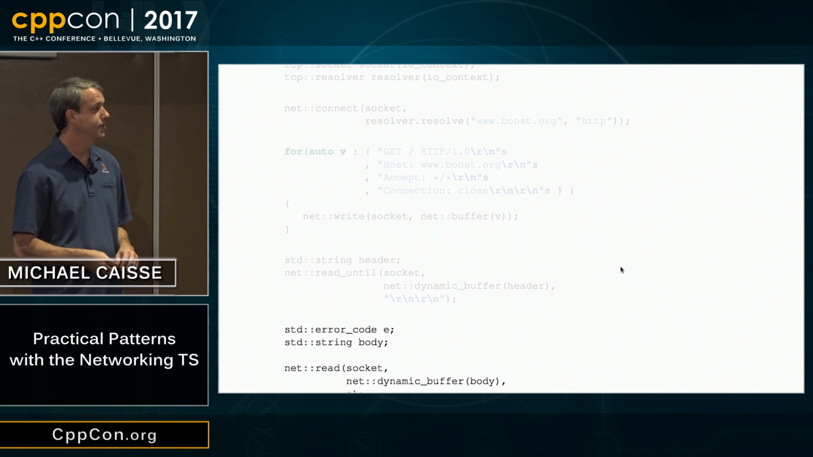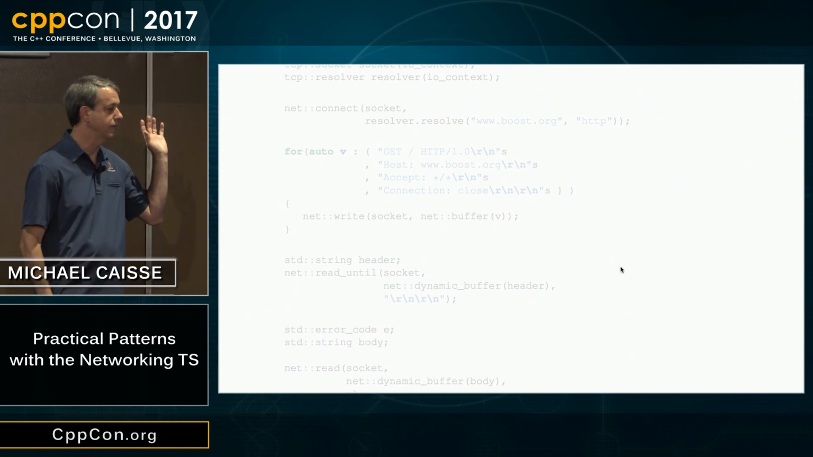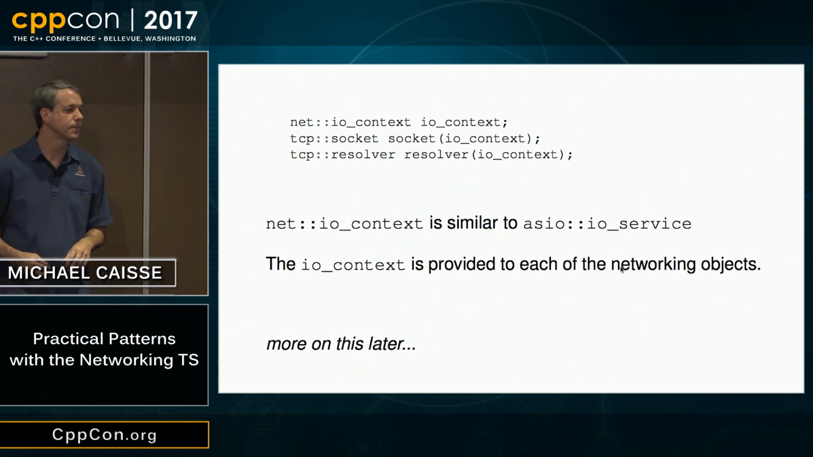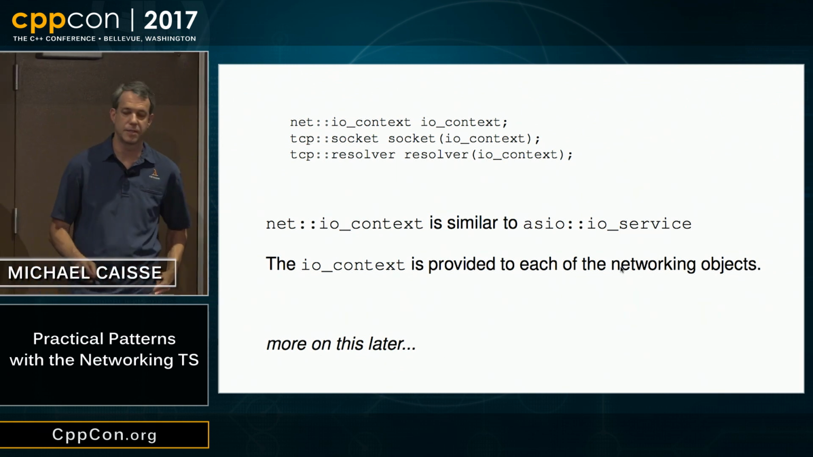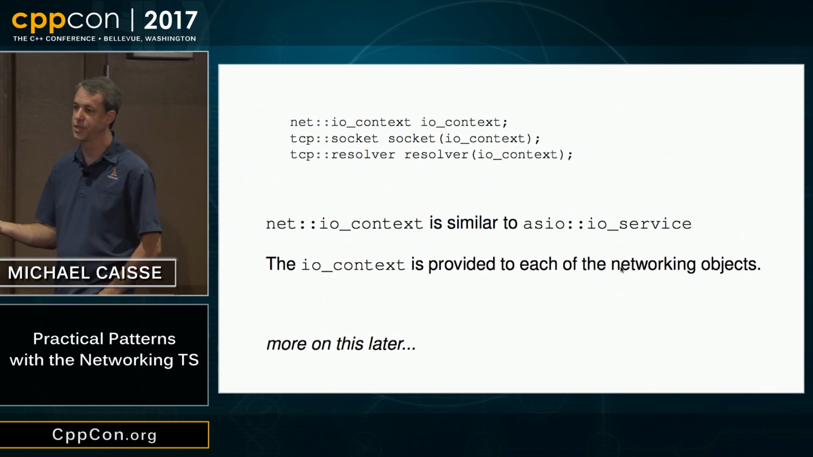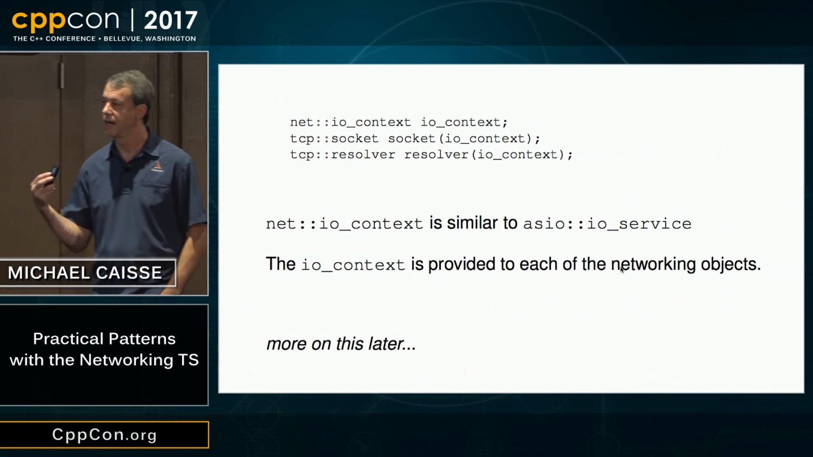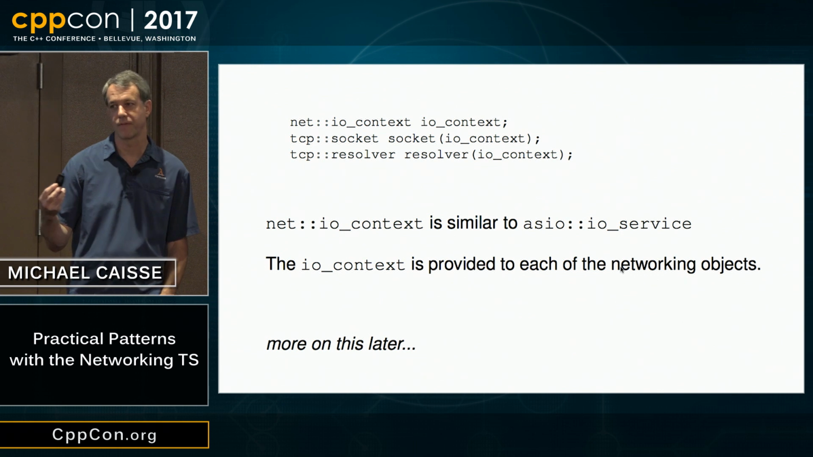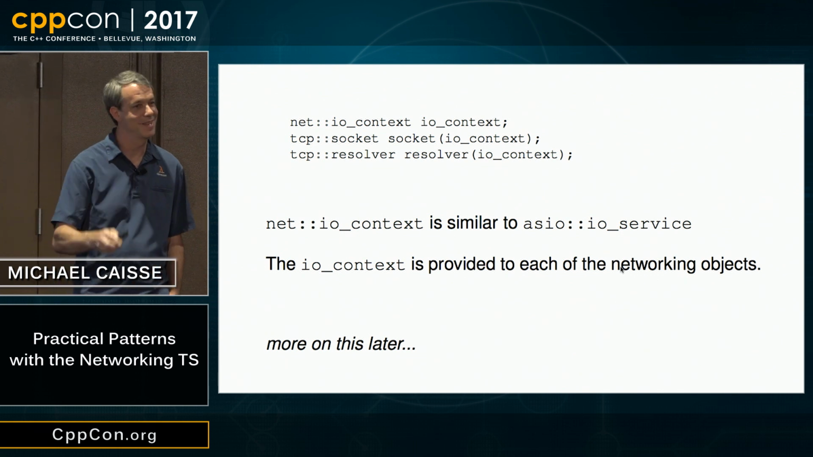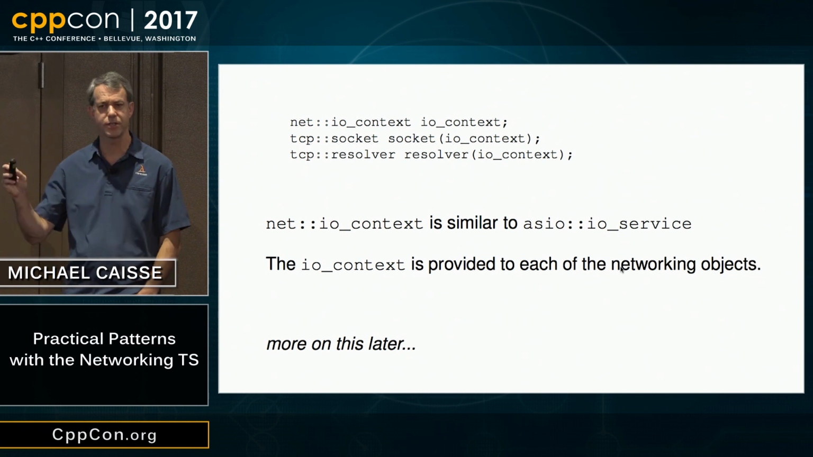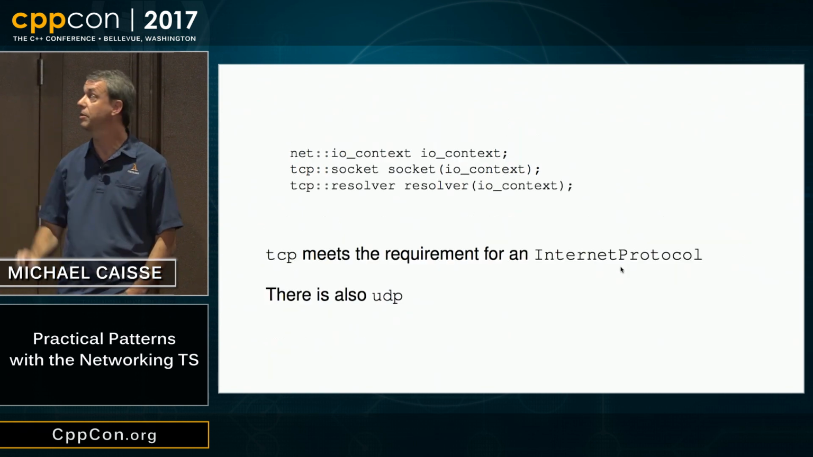And then we're going to, that last one was the header. Then we're going to read the body in, which is just reading everything else. So this I/O context is provided to each of the networking objects, and it contains a variety of different things and policies. And when we get to asynchronous, we'll talk a little bit more about it.